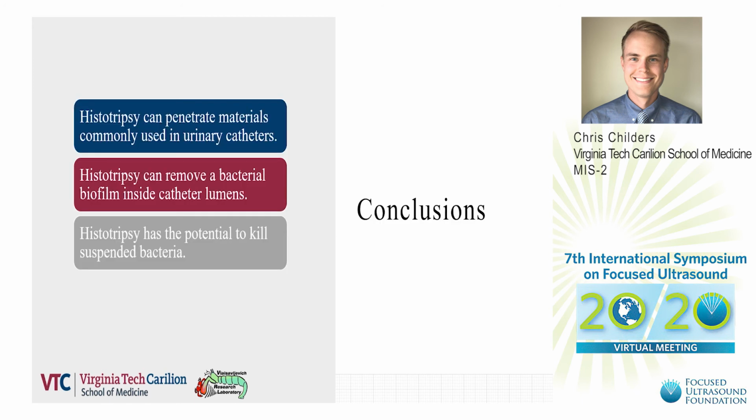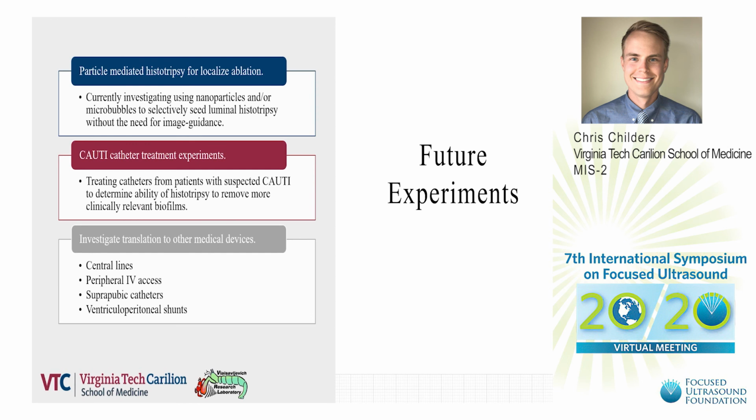Conclusions of these experiments are that histotripsy can penetrate materials commonly used in urinary catheters. As well, histotripsy can remove a bacterial biofilm in catheter lumens. As well, histotripsy has the potential to kill suspended bacteria. Our lab continues to study histotripsy in order to elucidate its uses in clinically relevant biofilms, other catheter-based medical devices, as well as particle-mediated histotripsy methods for targeted biofilm ablation.